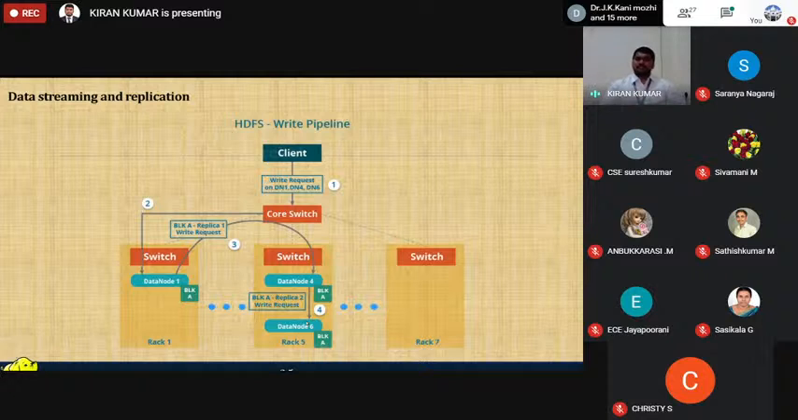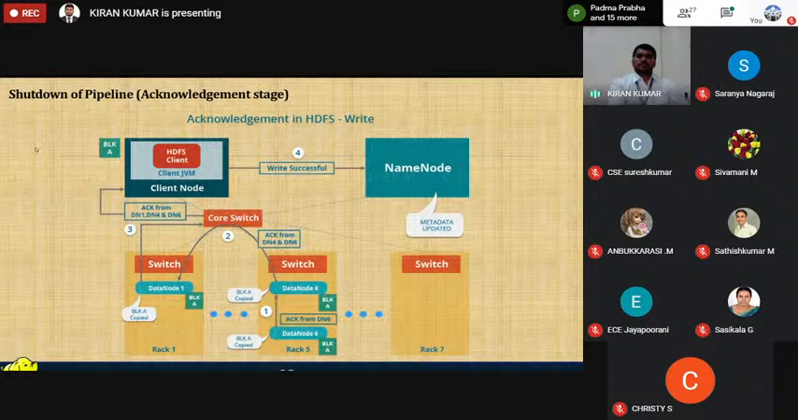Now, what is the third step? Once the data streaming happens, we need an acknowledgement to the client and the name node. The name node should get confirmation of whether all the blocks are stored and replication is created or not. So that is the third step. We call it shutdown of pipeline. The meaning of shutdown of pipeline is nothing but the acknowledgement.